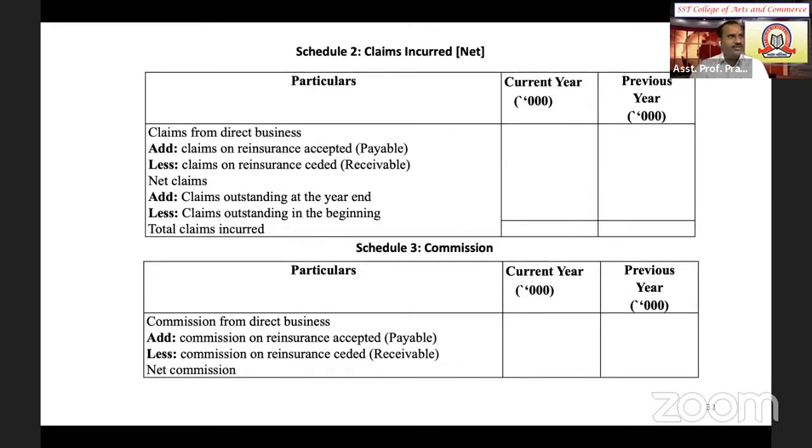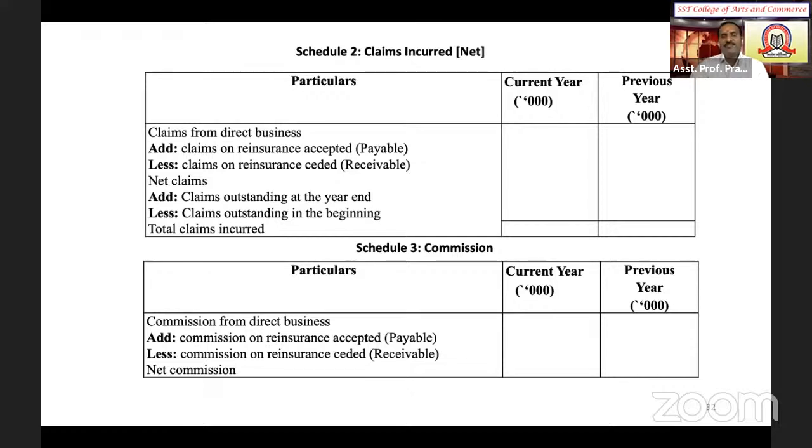Then we'll move to schedule number 2, claims incurred. Here, claims from direct business is already given in the question. Again, add claims on reinsurance accepted. My dear friend, don't get confused between premium and claim. See here, claims on reinsurance accepted. Sometimes in the question, claims on reinsurance payable is given. That means payable here is accepted. In case of premium, payable is ceded. So don't be confused about that.